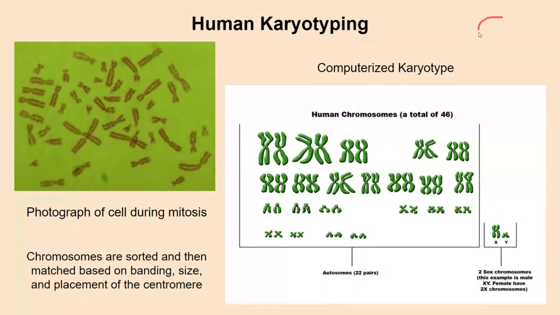So all cells go through mitosis, and during prophase of mitosis, the chromatin kind of condenses into chromosomes. We want to stop it at this process. So what we do is we take a sample of cells, maybe a cheek swab, and we look at the cells under a microscope, and we're going to chemically induce them to go into prophase of mitosis.